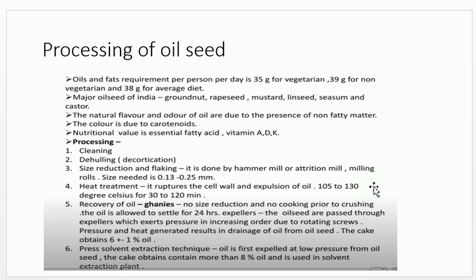Next is the pre-press solvent extraction technique. This technique is generally used for soybean and rice bran, where oil extraction is less, and oil is first expelled at low pressure. The cake often contains more than 8% oil and is used in a solvent extraction plant.